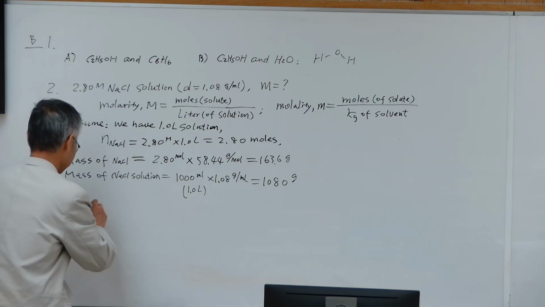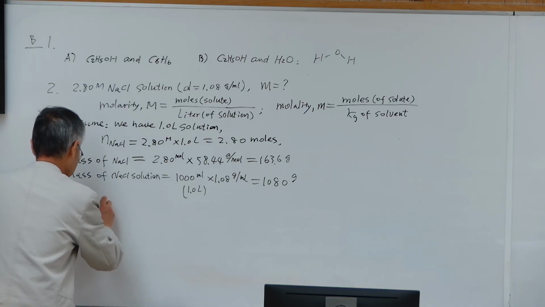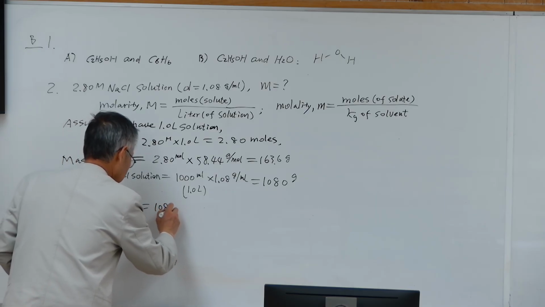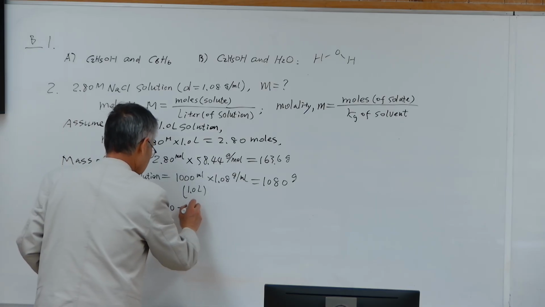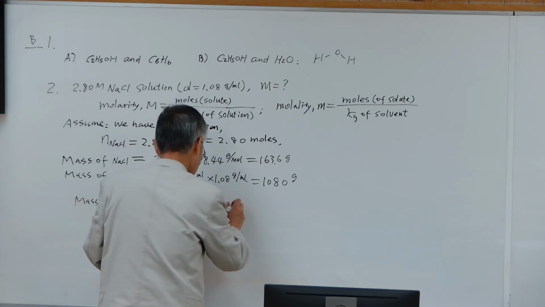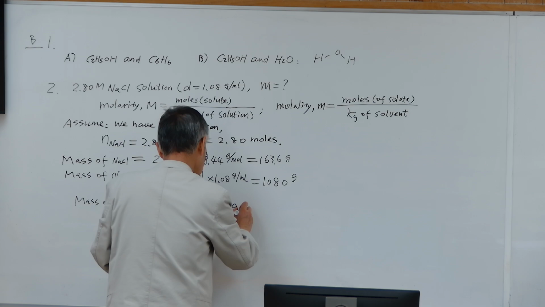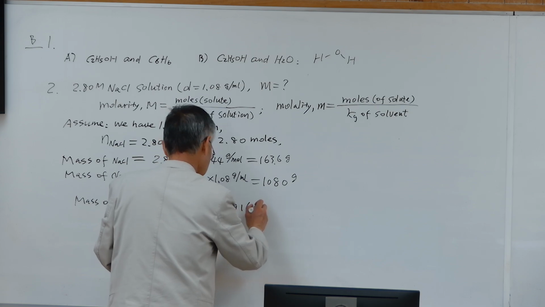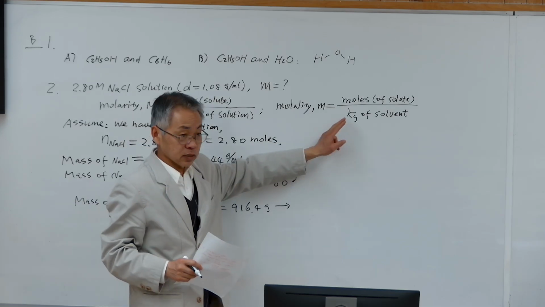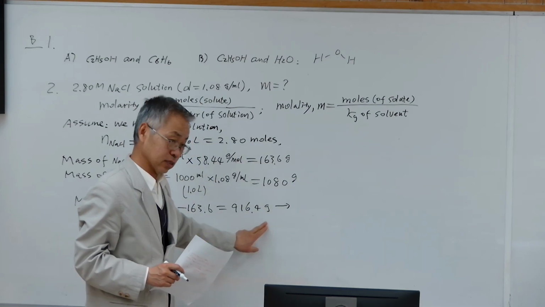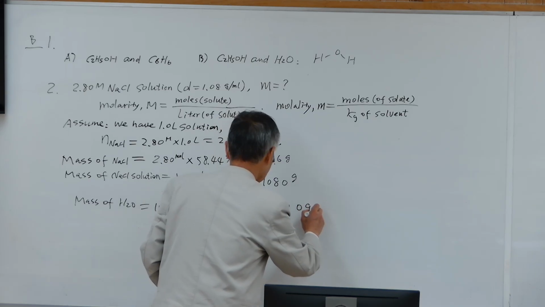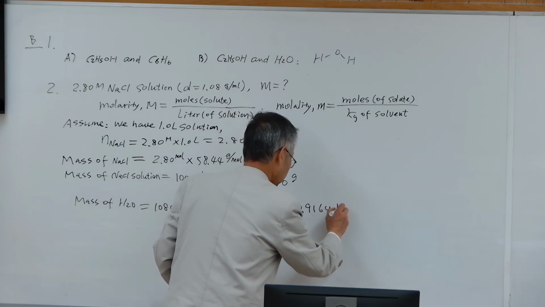So mass of solvent, water, is 1080 minus 163.6, which is 916.4 gram. Because molality uses kilogram, we need to convert this gram into kilogram. Using 3 decimal places, 0.9164 kilogram.